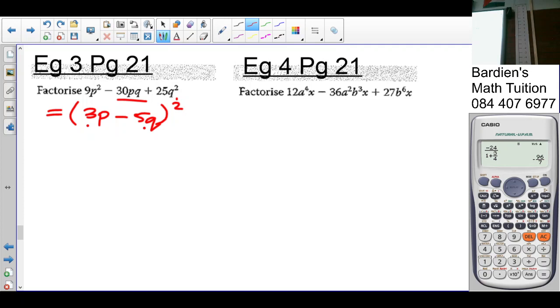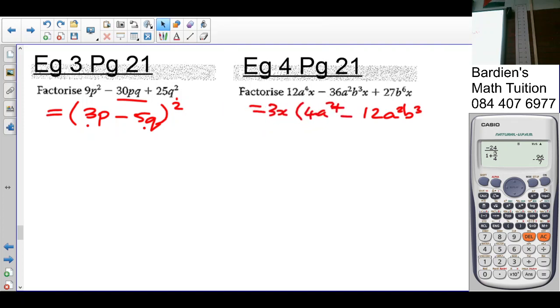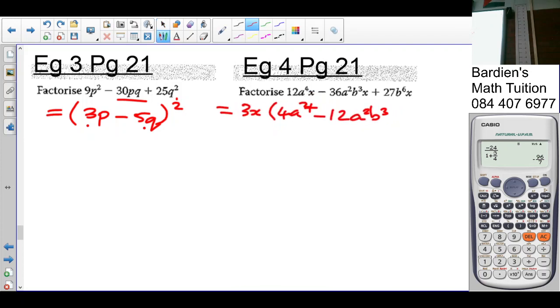Let's look at the next one. What do we notice here? Common factor. Common factor overrides all types of factorization. So 3x is common. We are then left with 4a squared, minus 12a squared b cubed, plus 9b to the power 6.